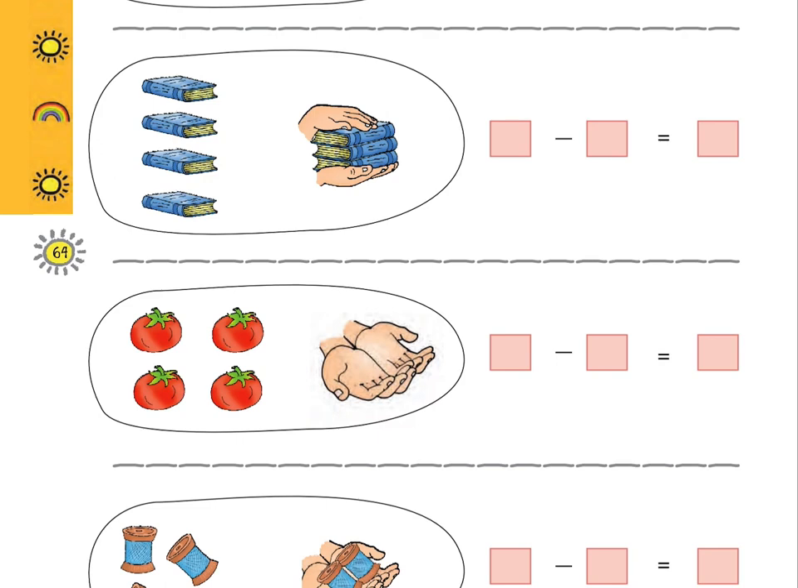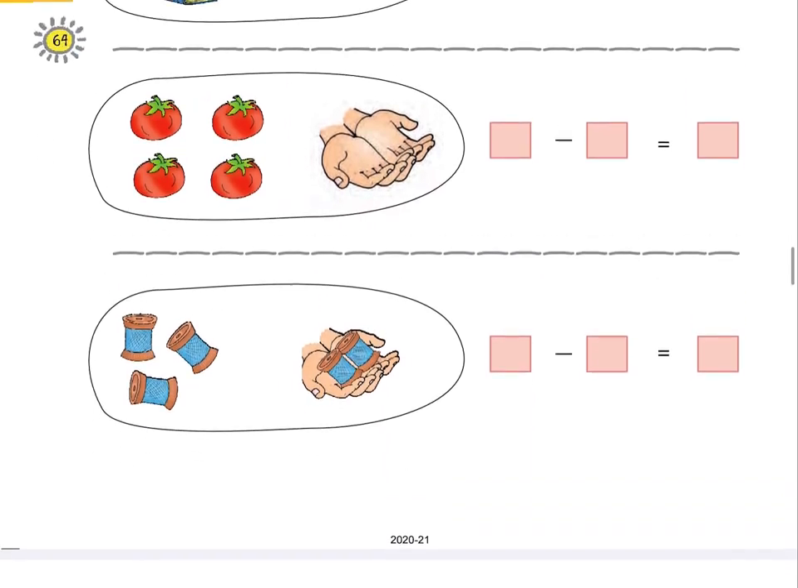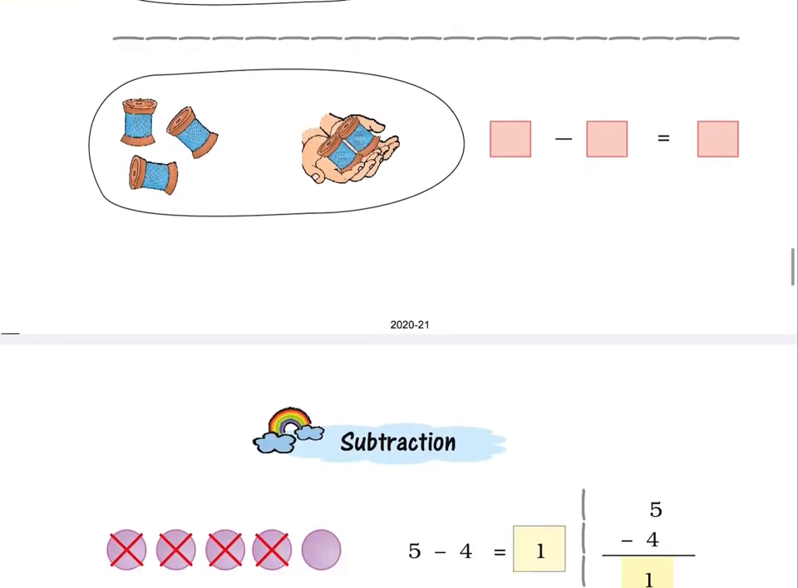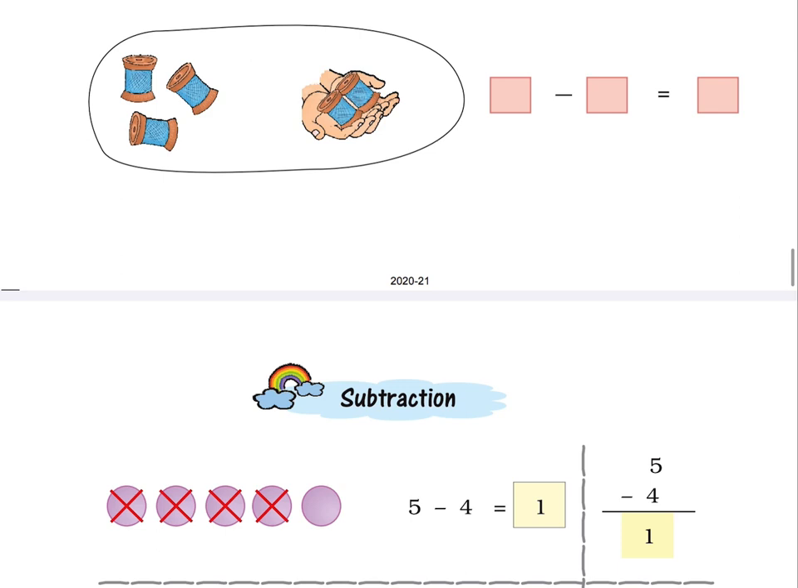Part 4 picture shows 3 thread reels. 2 thread reels kept on 2 hands indicate 2 thread reels are taken away by someone. All this is shown inside a circle. Now write the first number in the first box and write the second number in second box. Question 4. Subtract and write the answer in the box given.